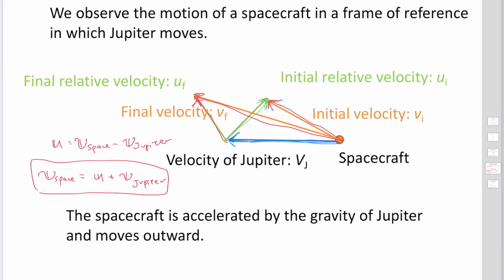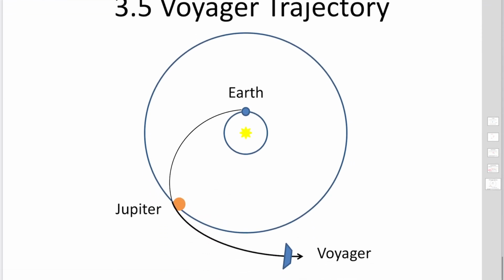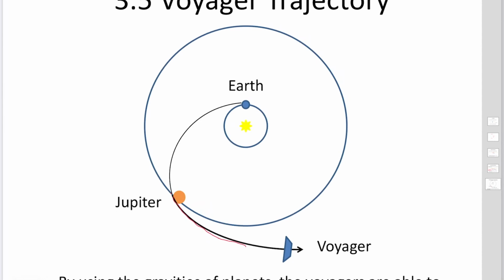It is accelerated. We use these ideas to accelerate the space probe and send it to the outer solar system. This is the idea we use to send the Voyagers to the outer solar system. Voyager was launched from Earth in 1977. Approached Jupiter in 1979. Voyager is accelerated and moving toward the outer solar system. By using the gravity of Jupiter, Voyagers are able to move outward. Okay, this is the end of this session.